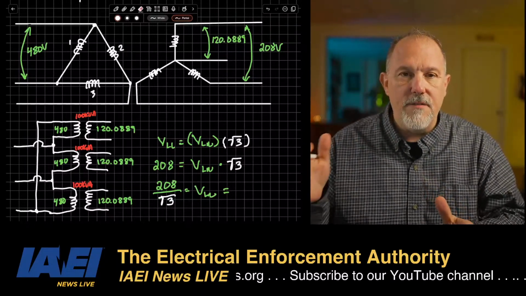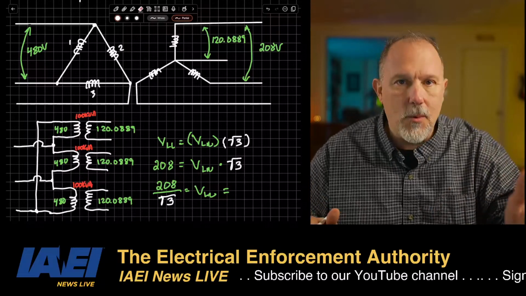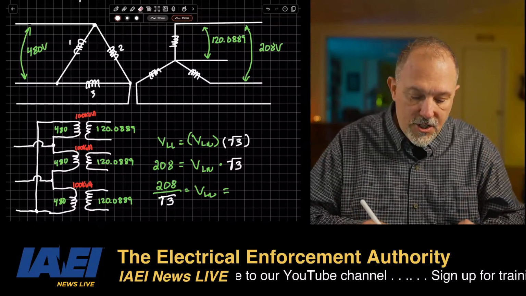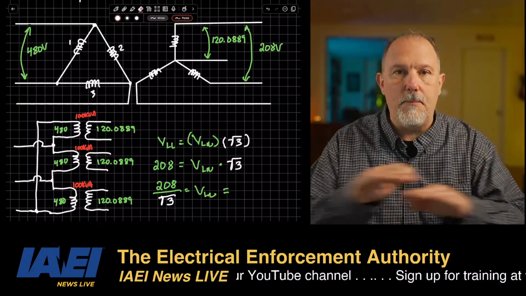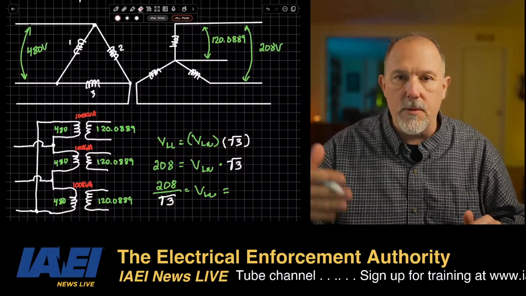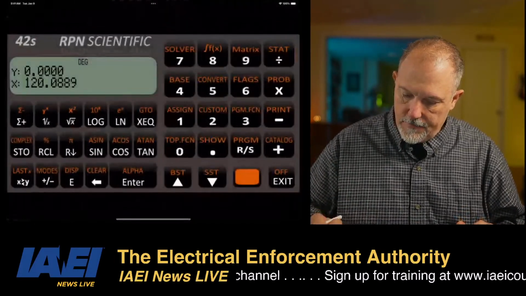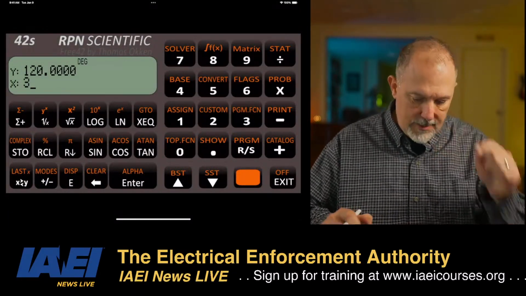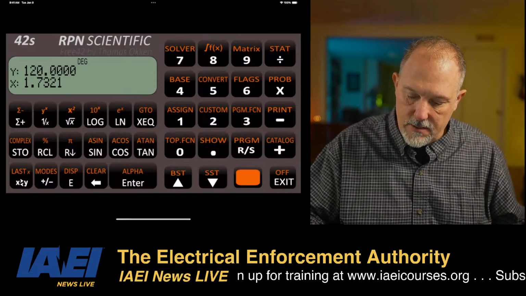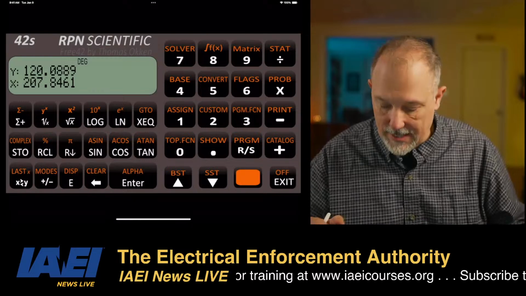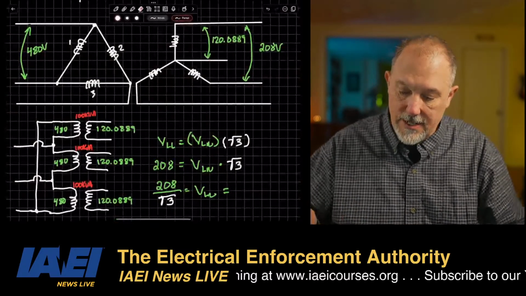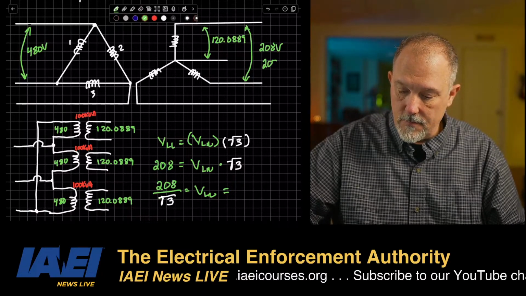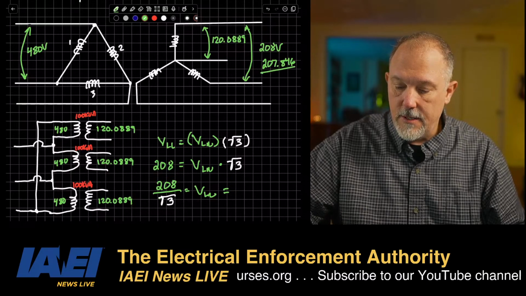Now, if I'm at a 208 volt secondary, I don't have 120 line to neutral because of the square root of 3. If I assume each of these transformers is a 480 to 120, then I'm not working with 208. I'm working with 120 times the square root of 3, which is 207.846. So it's either 208 or 207.846.